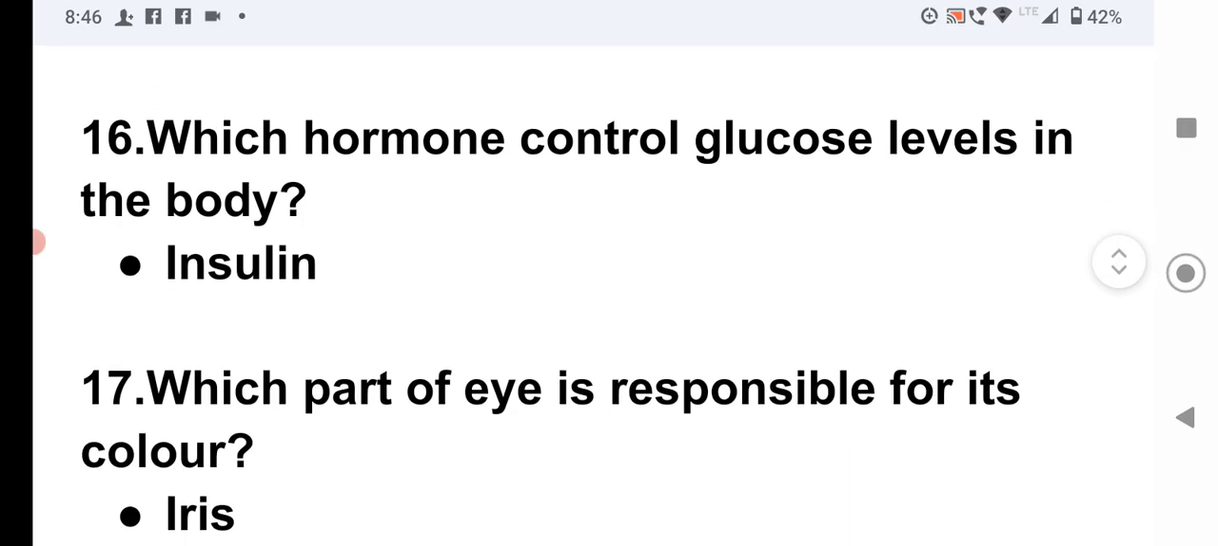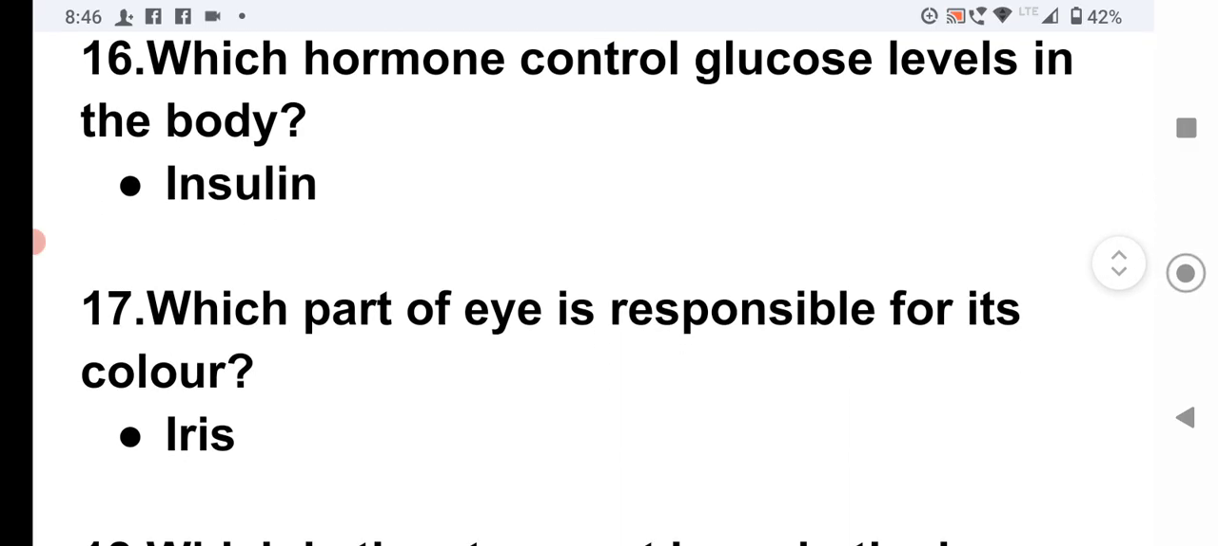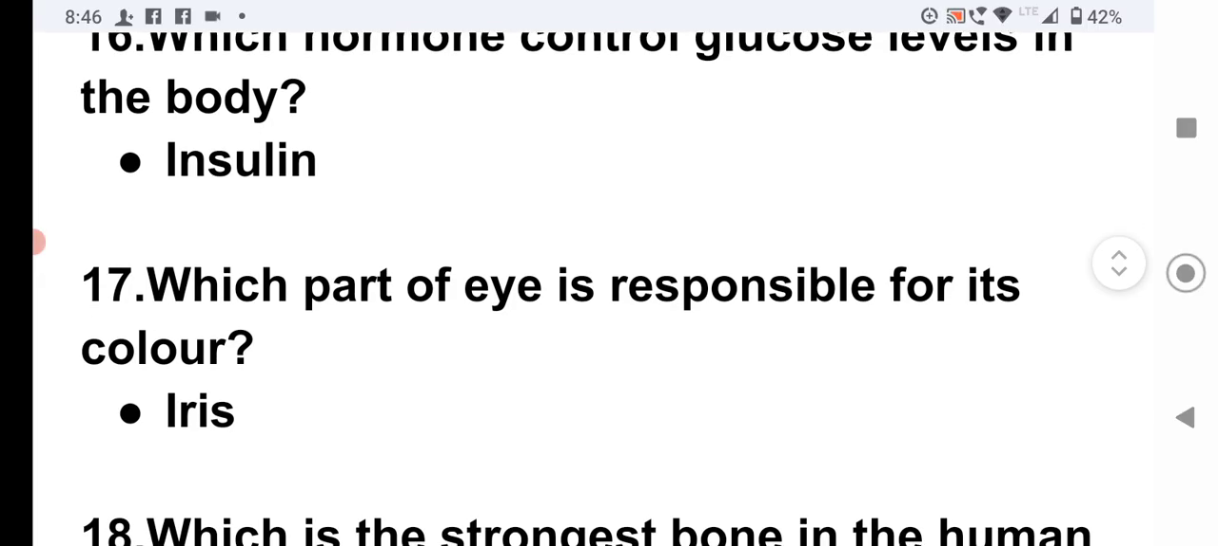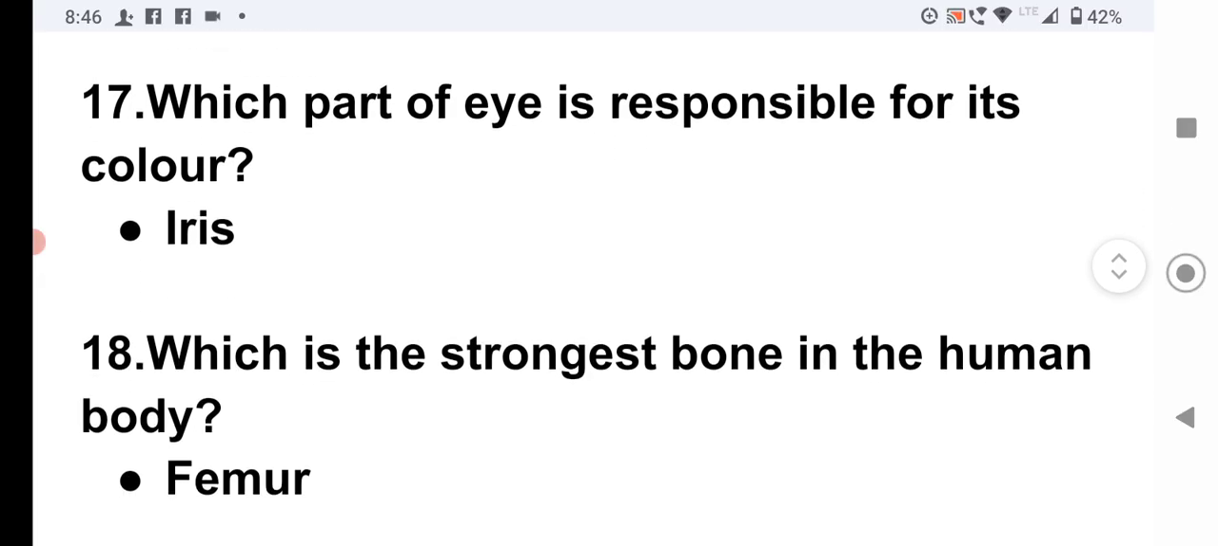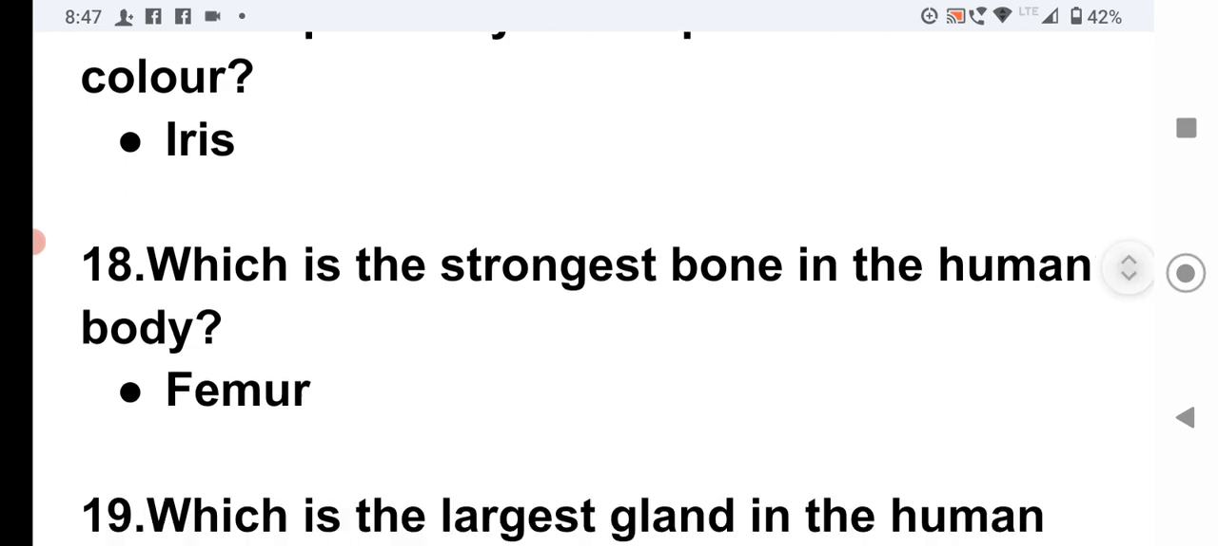Question number 17: which part of the eye is responsible for its color? Iris is the part of the eye which is responsible for its color. Question number 18: which is the strongest bone in the human body? Femur is the strongest bone in the human body.